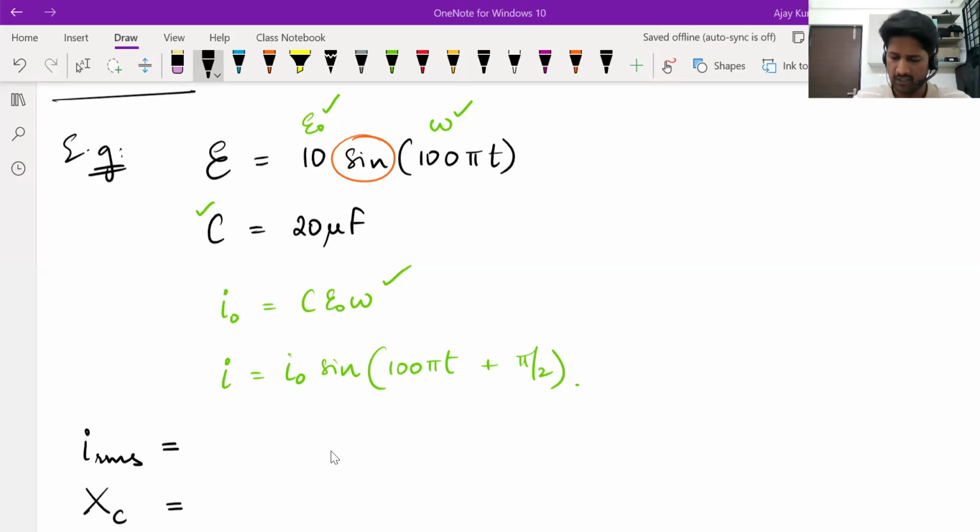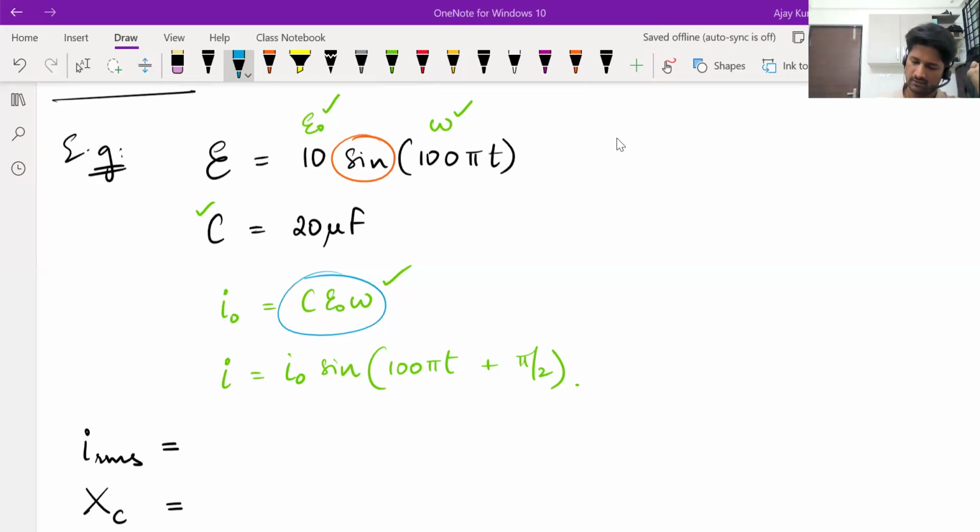Okay, one of you tell me, how are you trying to calculate IRMS? Sir, C E naught omega, which is 20 into 100 into 10. Yeah, no, don't substitute values. C E naught omega is not IRMS. It is the peak value of current. Yeah, so I naught by √2 is IRMS.